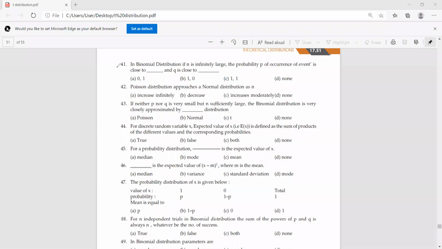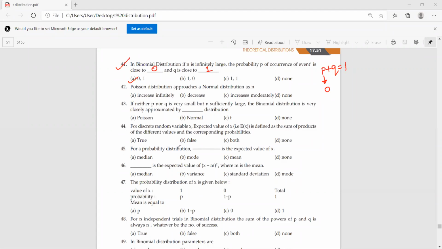Everyone, in binomial distribution, it is close to 0. अब आपको पता है that p plus q is equal to what? 1. करेक्ट. p plus q equal to 1 है. अगर p 0 की तरफ बढ़ेगा तो q किसकी तरफ बढ़ेगा? 1 की तरफ बढ़ेगा. So our answer should be A. Correct. Next, sum number 42.